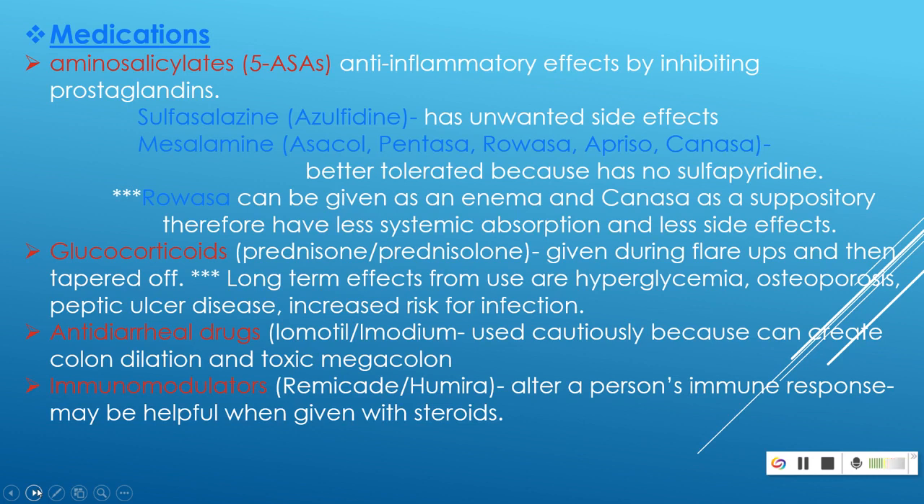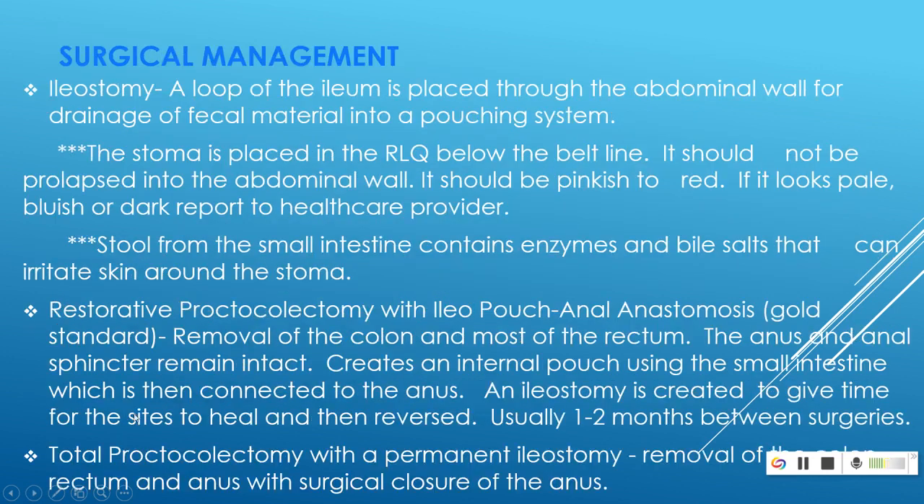Immunomodulators such as Remicade and Humira, again, we're affecting the person's immune response because we're trying to decrease the inflammation in the large intestine. But we can't just do it in one place. It's going to do it all over the body. So these people can be at risk for having other infections because we're decreasing their inflammatory response. All right, surgical management.